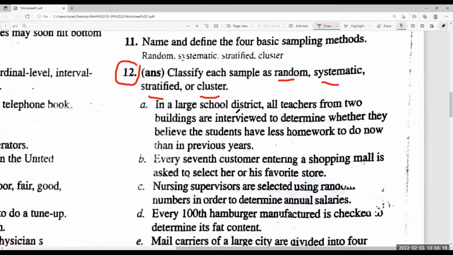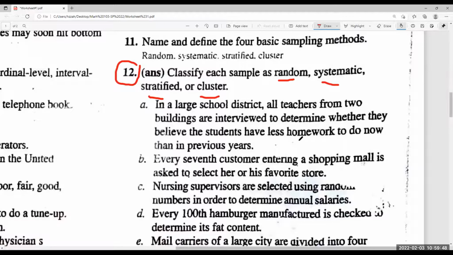In a large school district, all teachers from 2 buildings are interviewed to determine whether they believe the students have less homework to do now than in the previous years. Is it cluster? It's cluster, yes, you are right.